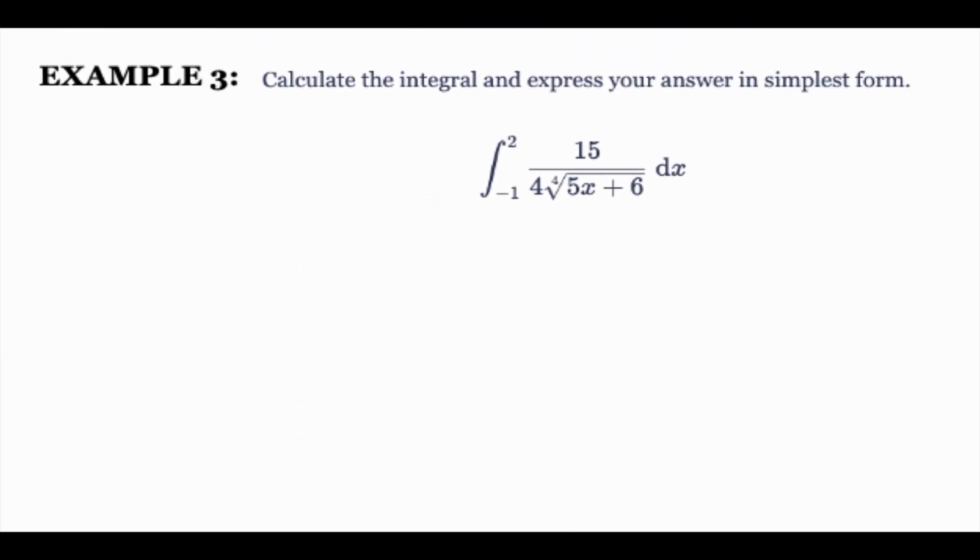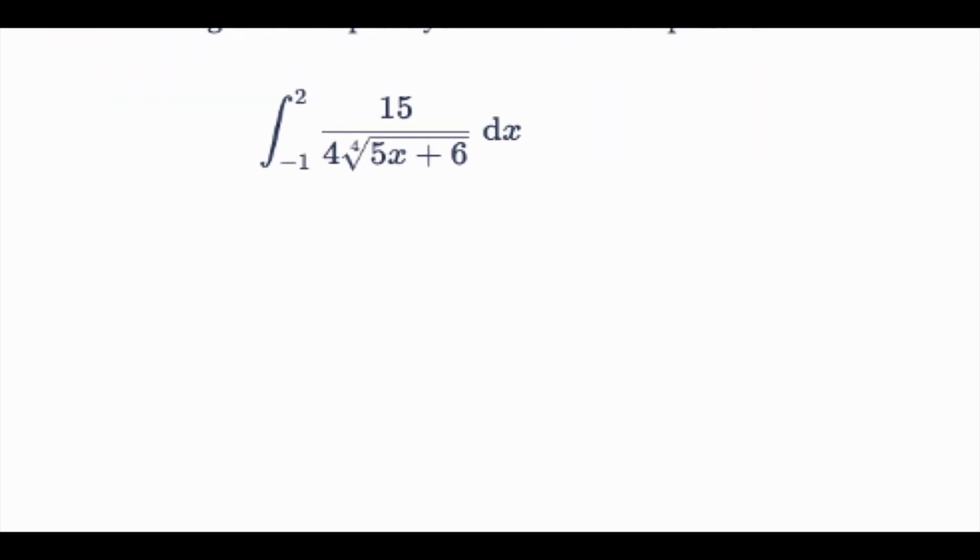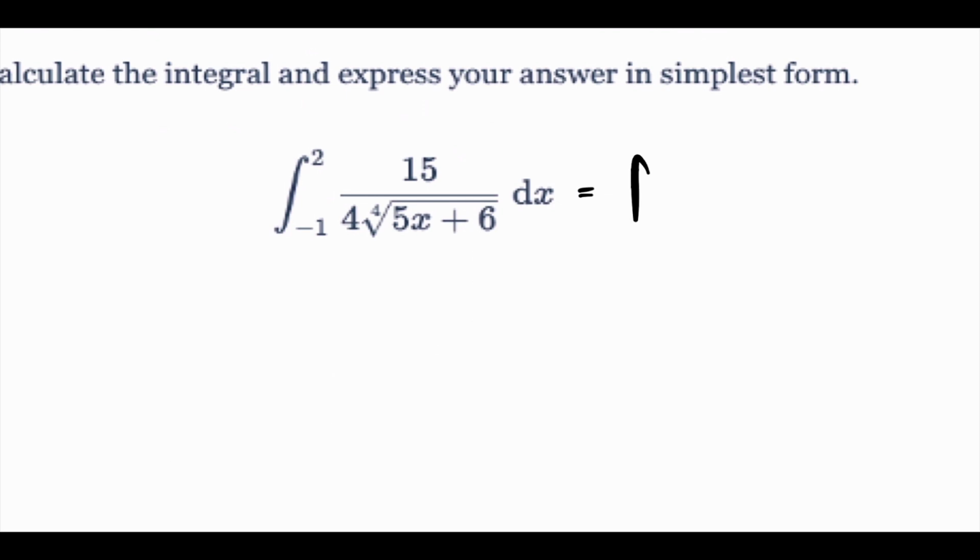Okay, so let's look at another example, number 3. So again, picture this had no bounds. Picture those two guys weren't there. It's exactly what we've been doing. The bounds are just there for the second part. So how would I rewrite this so that I could do the antiderivative?